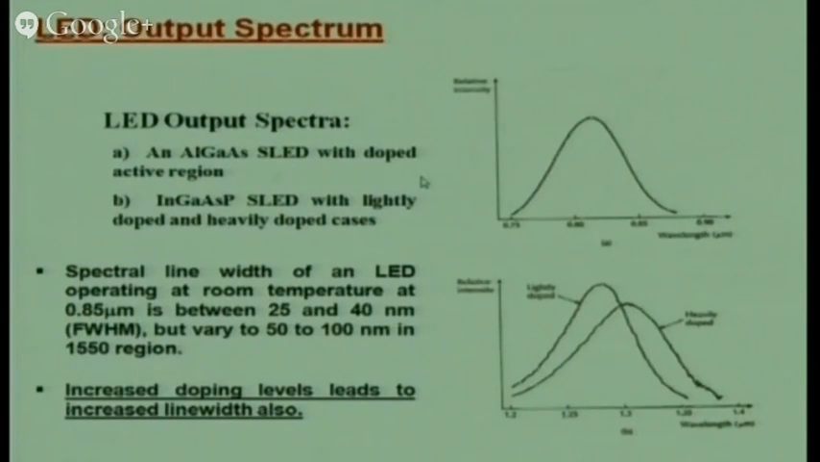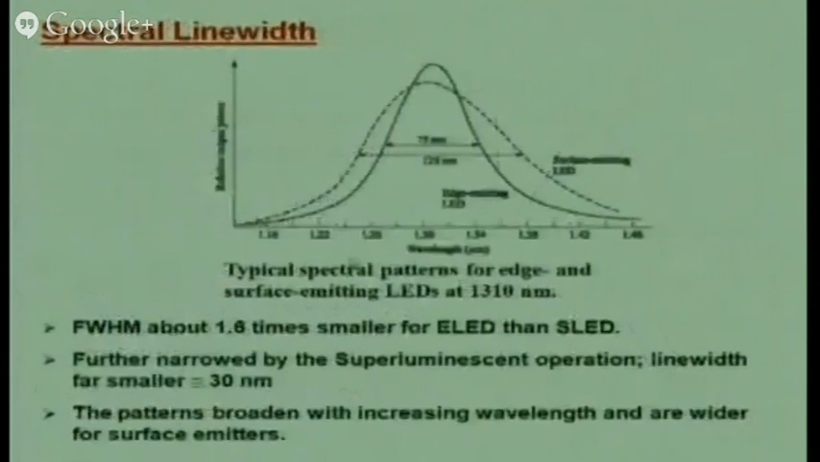Doping also affects the output. Based on the doping, lightly doped output is somewhere around 1.25, 1.3. If I heavily dope it, it will shift to the right side. So increased doping level leads to increased line width also, right? And then we see the spectral line width for ELEDs and SLEDs. SLEDs give me slightly bigger bandwidth, 125 nanometer. ELED gives somewhere around 75 nanometer bandwidth.